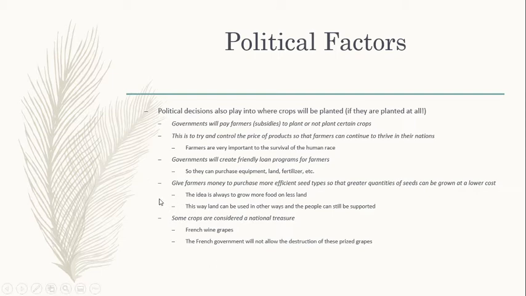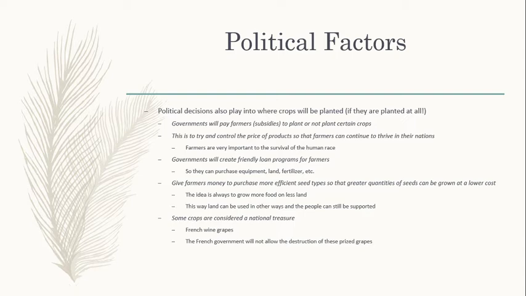They give farmers money to purchase more efficient seed types so that greater quantities of seeds can be grown at a lower cost. The idea is to grow more foods on less land. So this was a huge hit during the Green Revolution, where the Green Revolution brought in more seeds that had higher yields, seeds that were able to grow in harsher environments. The whole point is to be able to grow more food with less land. This way, land can be used in other ways, and people can still be supported.